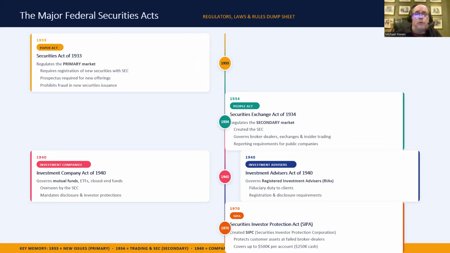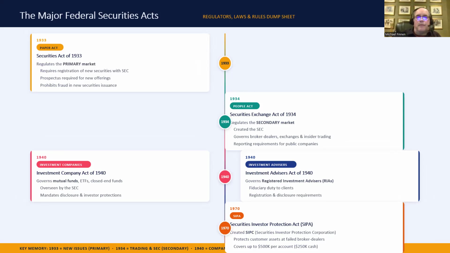So the first one we look at is called the Paper Act, the Securities Act of 1933. This is the primary market regulation. What is the difference between a primary market and a secondary market? In the primary market, the issuer gets the money. Who's the issuer? Either the government, municipals or treasuries, or a company. The issuer is an entity that needs to raise capital to enhance or continue with their operation. The primary market regulates the issues that go there. If the issuer is getting the money, that's the Securities Act of 1933.